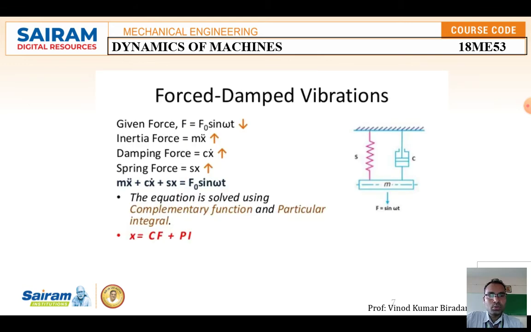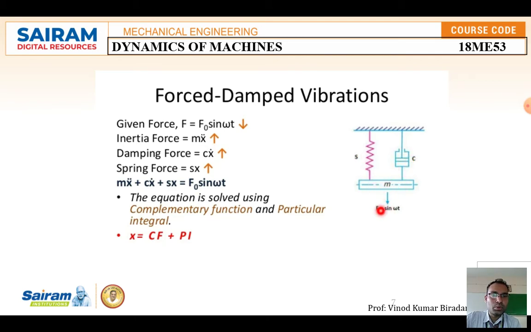Next, if you want to solve some numericals, we have some equations related to forced damped vibration. Consider a spring mass damper system. One end is fixed, and at the other end an external force is applied. This is the spring, sometimes denoted as K and sometimes as S. This is the damping C and this is the mass.